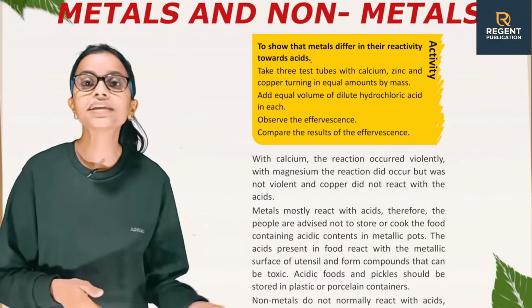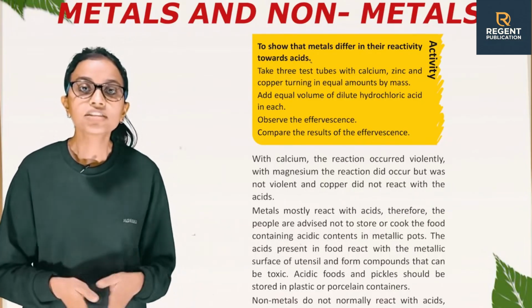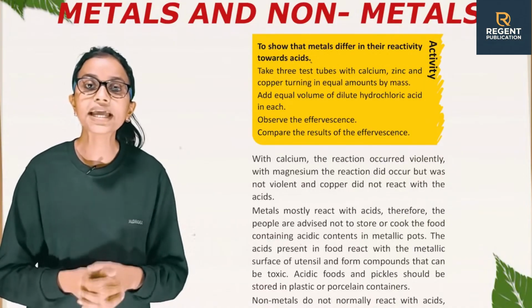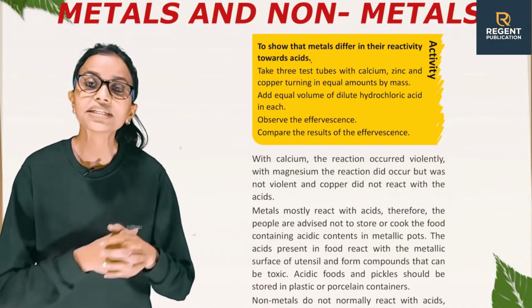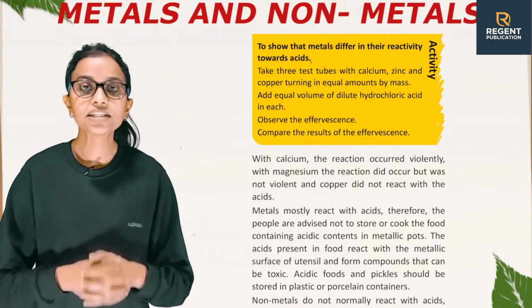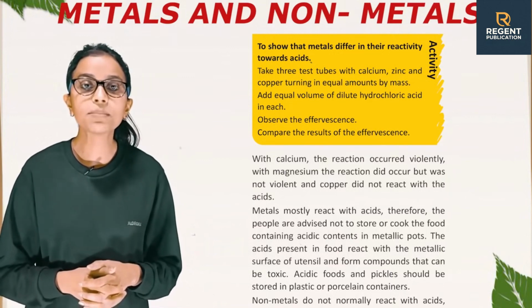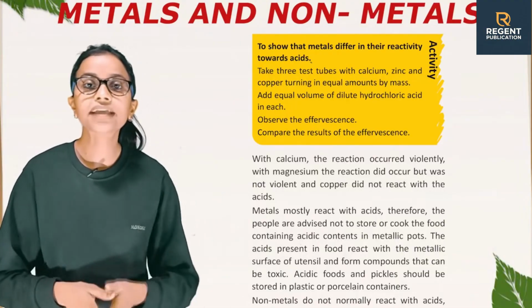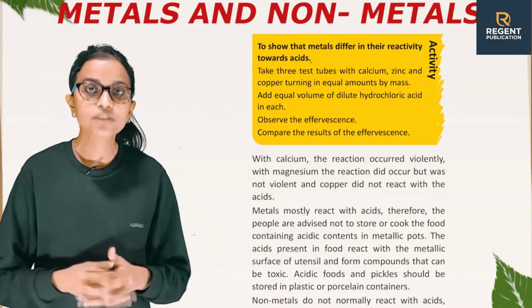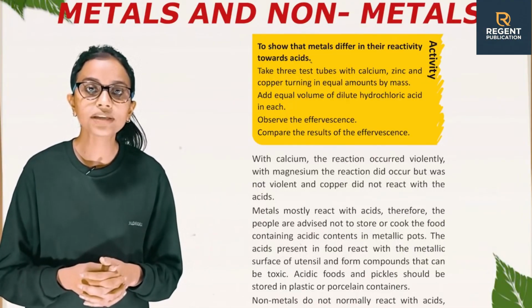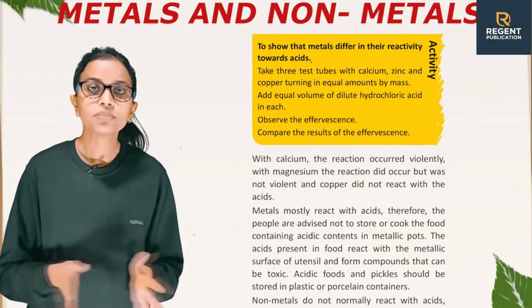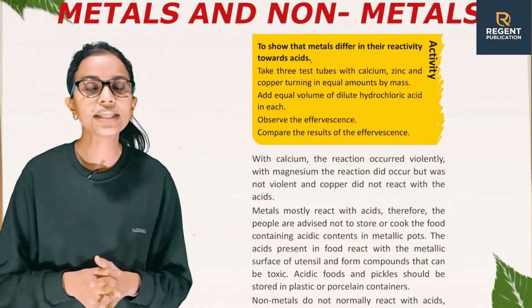Metals mostly react with acids. Therefore, people are advised not to store or cook food containing acidic contents in metallic pots. The acid present in food reacts with the metallic surface of utensils and forms compounds that can be toxic. Acidic food and pickles should be stored in plastic or porcelain containers. Non-metals do not normally react with acids.